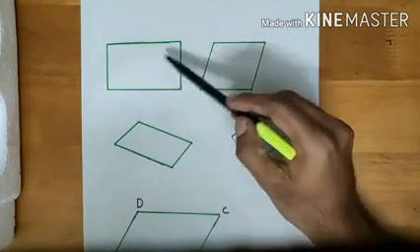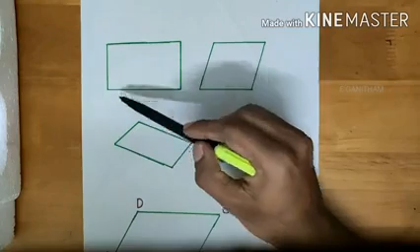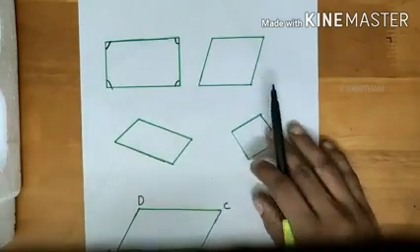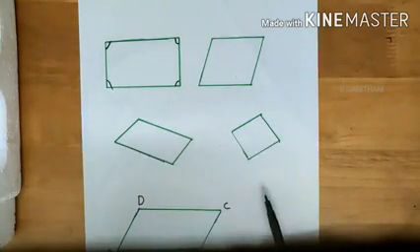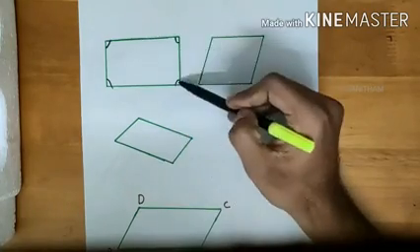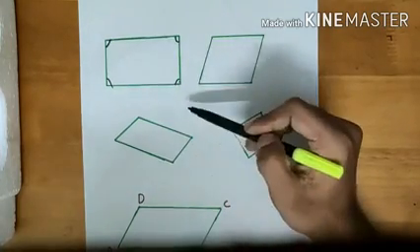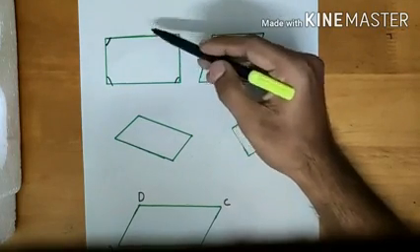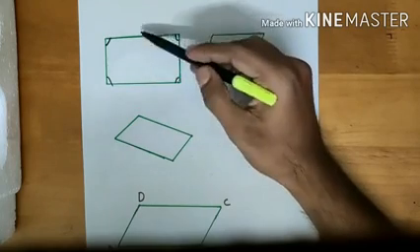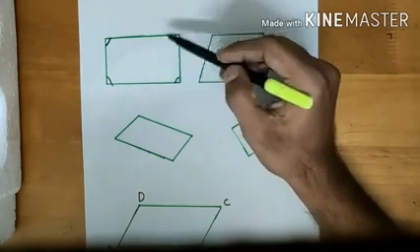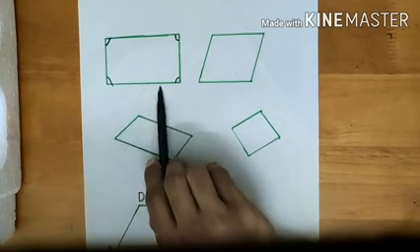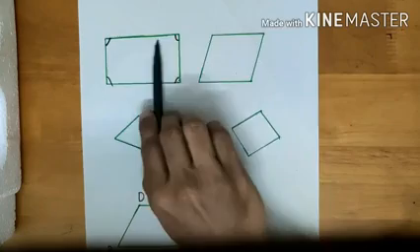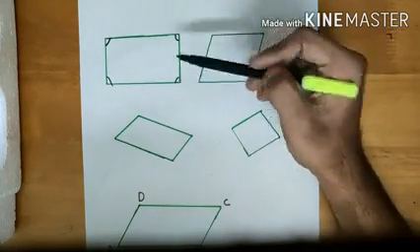How many sides? 1, 2, 3, 4 sides, and how many angles? 4 angles. So a rectangle has 4 sides and 4 angles. And what about these angles? All the 4 angles are right angles. Now what about the opposite sides? Opposite sides are equal. 2 pairs of opposite sides are there, and these opposite sides are equal. And one more thing, what about this opposite side? Parallel? Yes. So these opposite sides are equal and they are parallel.